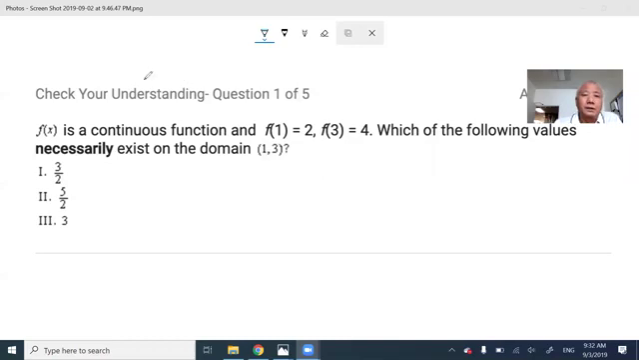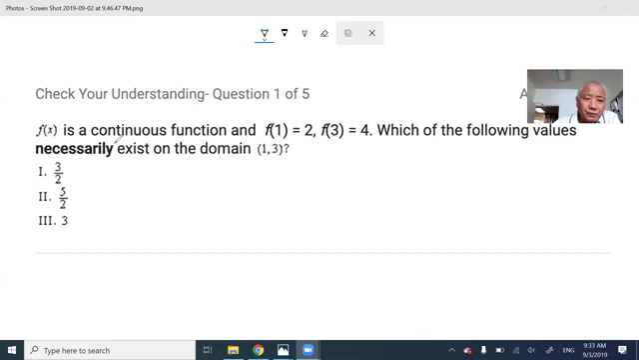All right, let's look at this question. f(x) is a continuous function, and f(1) equals 2, f(3) equals 4. Which of the following values necessarily exist on the domain of 1 and 3?